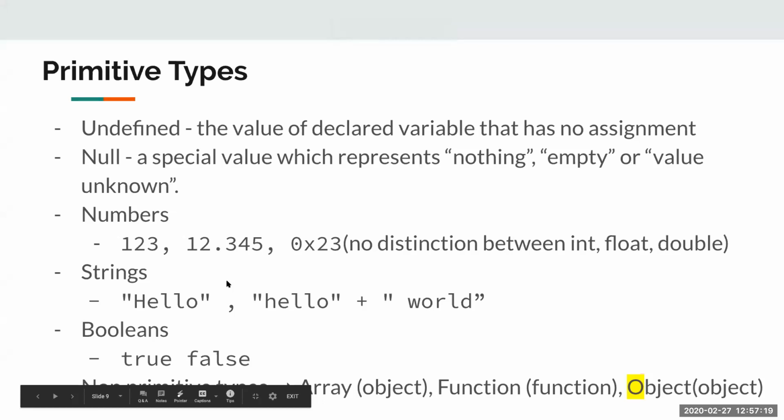Primitive types, there are like 5 primitive types. Undefined is the value of a declared variable that has no assignment in the beginning. Null is a very special value which represents nothing, empty, or value unknown. Number, they don't distinguish between integer, float, or double. It's just one number, which is pretty cool. And there are string and Boolean values. All the other stuff is typically objects or functions. I'm going to go over that.